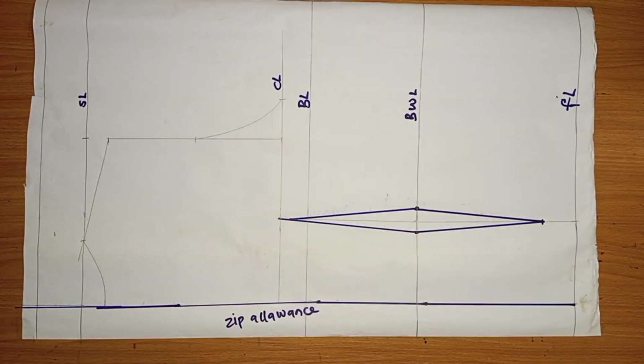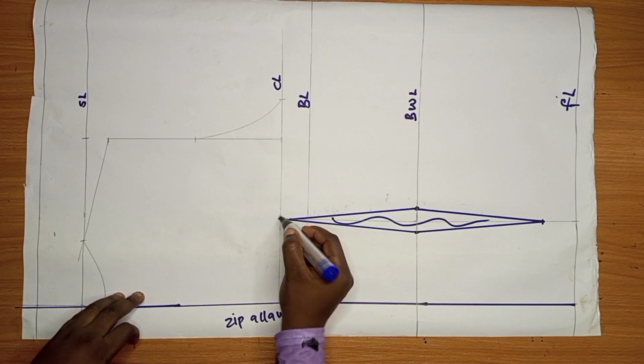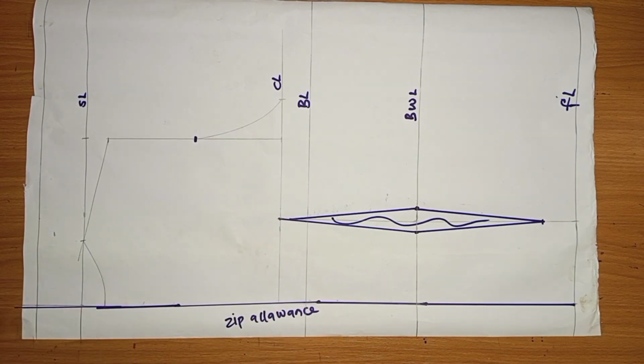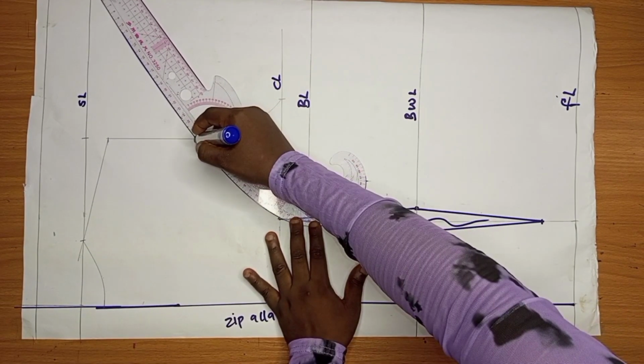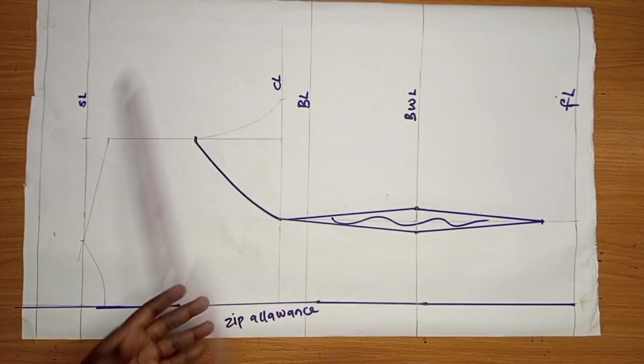So after doing that, I'm going to be cutting out this side. The next thing I will do is to connect from this point here to the middle of the armhole. So this is to give it that same princess dart shape, okay, for the dart.